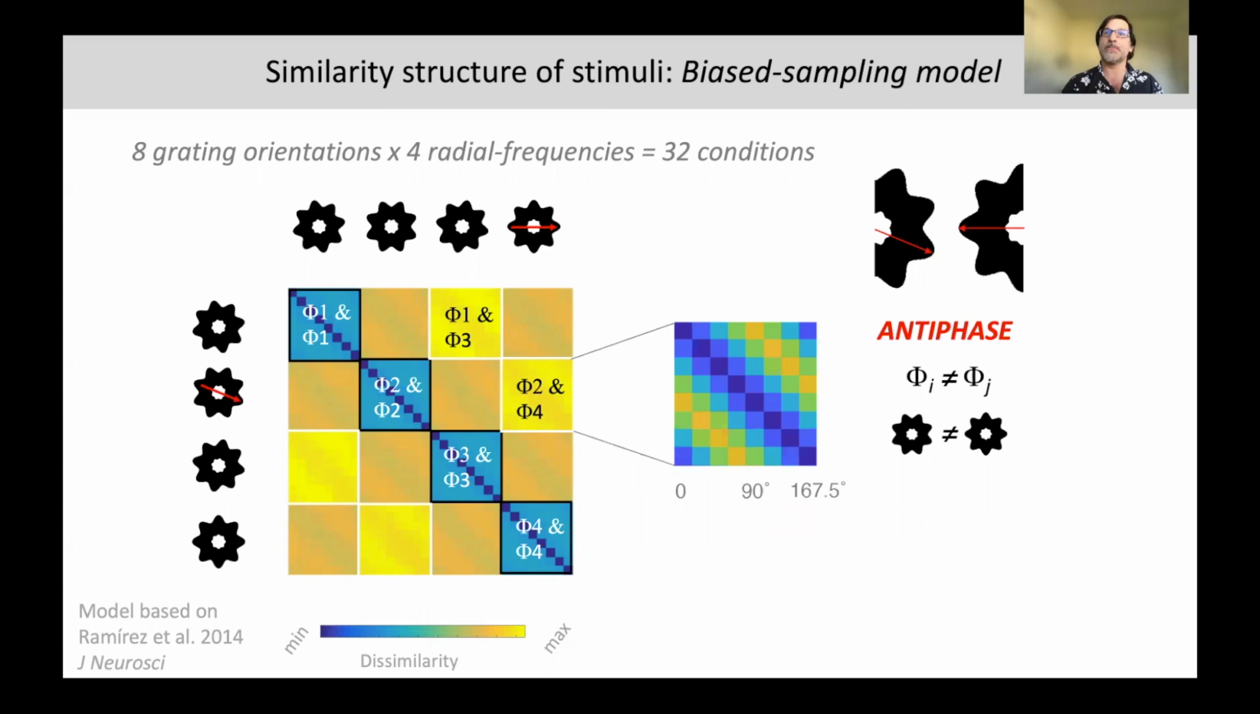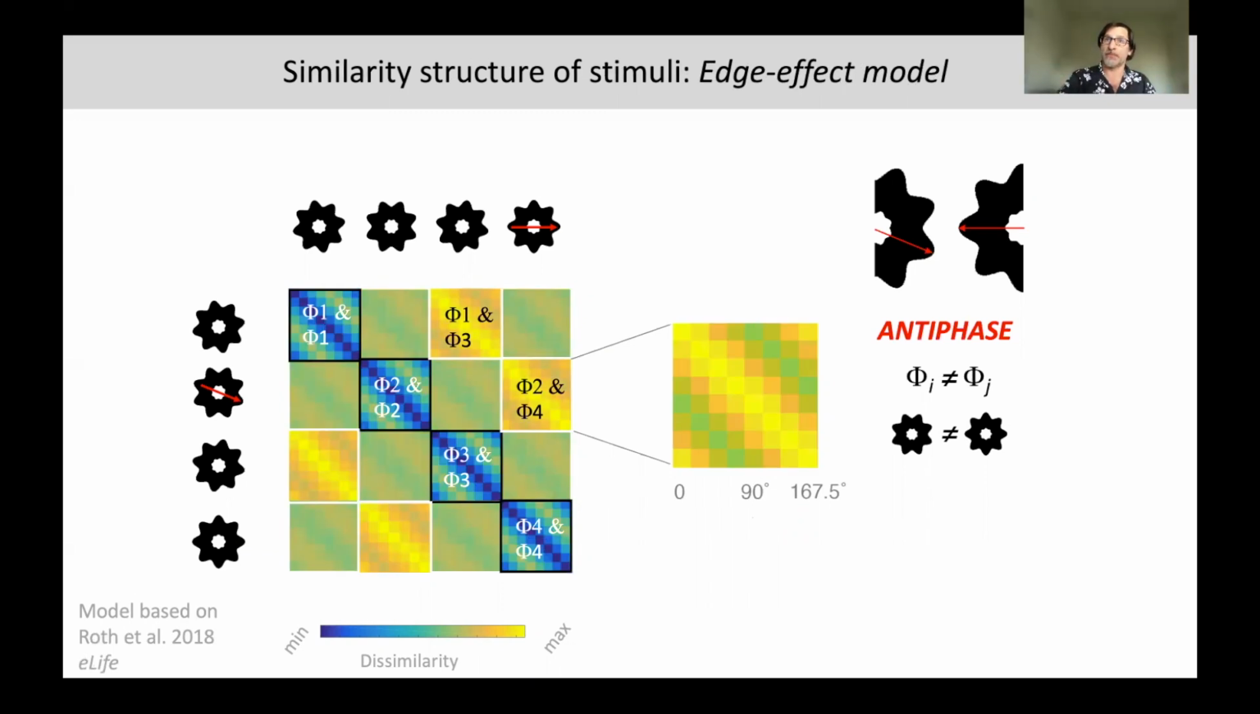Importantly, the bias sampling model predicts the same representation of grating orientation also when the modulators of the visually presented gratings are in antiphase. In contrast to the bias sampling model, the edge effect model predicts that the representation of grating orientation for gratings presented with apertures in antiphase will exhibit a very different dissimilarity structure. Perhaps counterintuitively, the edge effect model predicts that identically oriented gratings across apertures in antiphase will be maximally dissimilar. This is the opposite pattern of results as the bias sampling model.